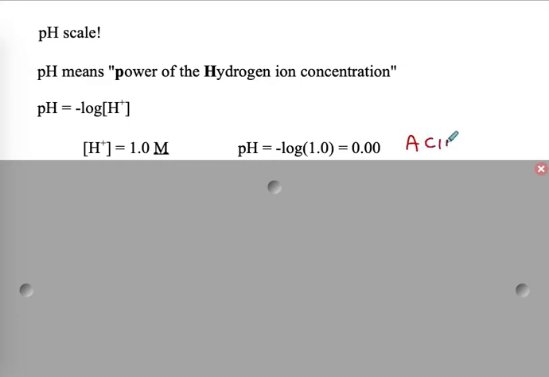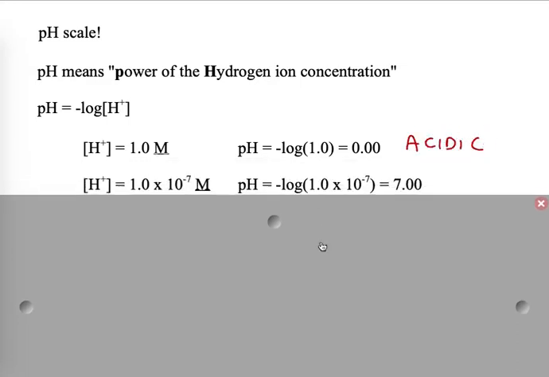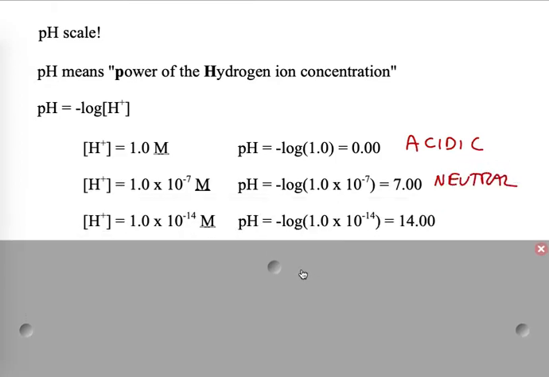That corresponds to an acidic solution. If the hydrogen ion concentration is 1.0 times 10 to the negative 7th molar, the pH will be 7.00. That is a neutral solution. And if the hydrogen ion concentration is very, very small, 1.0 times 10 to the negative 14th molar, the pH is 14.00, and that is a basic solution. Okay? We rarely talk about solutions in which the pH is less than 0 or greater than 14. The theory of aqueous solutes kind of doesn't work under very, very high, very, very low concentrations.